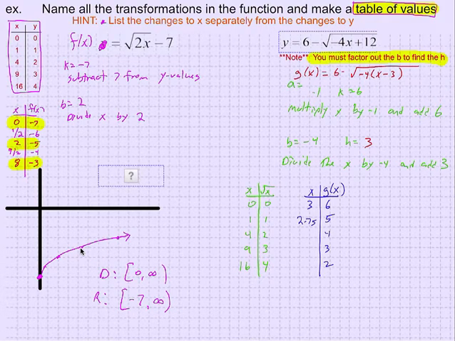4 divided by -4 is -1. This 4. -1 plus 3 is 2. -9/4 plus 3 is 3/4. -4 plus 3, right? 16 divided by -4 is -4. Plus 3 is -1. And I've got enough to make a graph with.